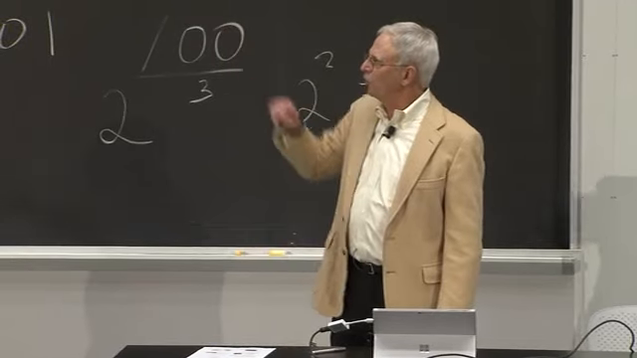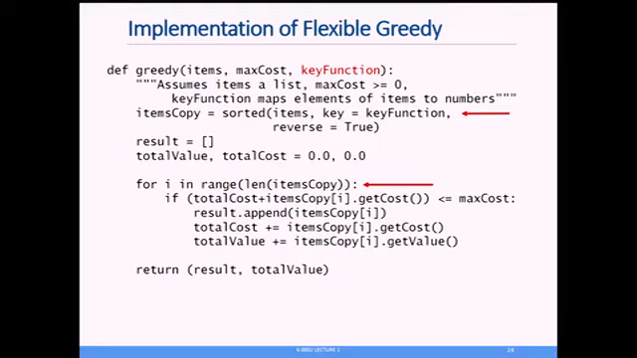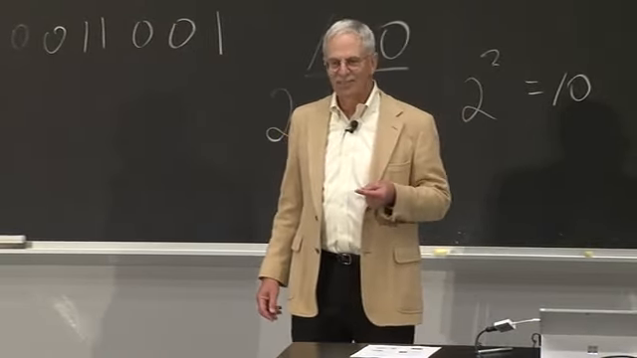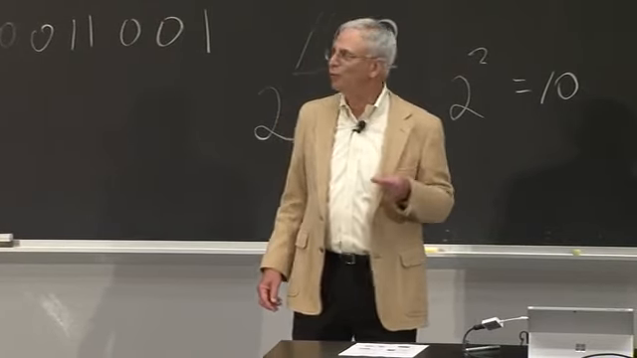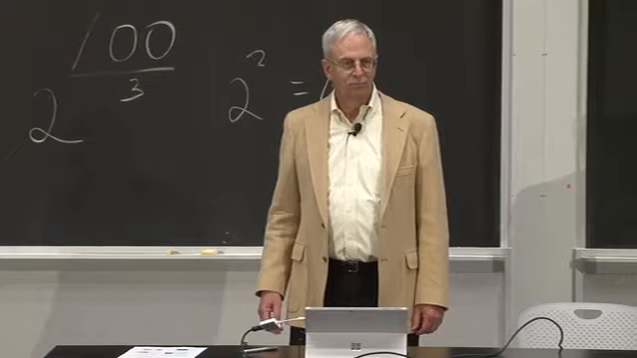So I'm going to come in, I'm going to sort it from best to worst. And then for i in range(len(itemsCopy)), I'm being good. I've copied it. That's why I use sorted rather than sort. I don't want to have a side effect in the parameter. In general, it's not good hygiene to do that. And so I'll go through it in order from best to worst. And if putting it in would keep me under the cost or not over the cost, I put it in. And I just do that until I can't put anything else in.